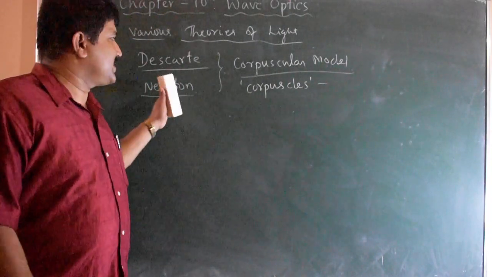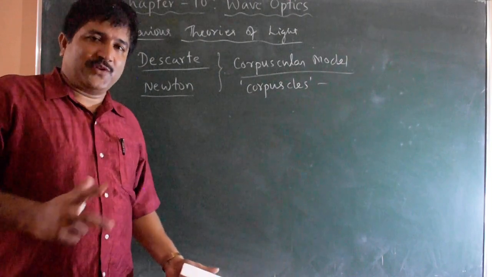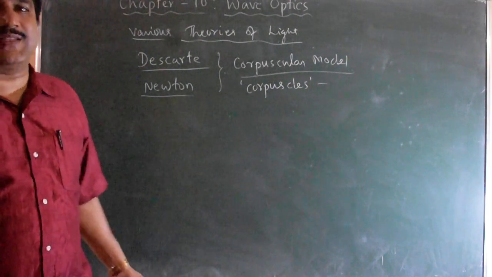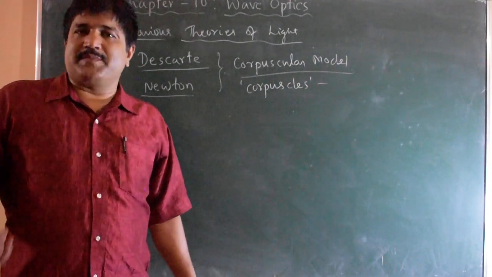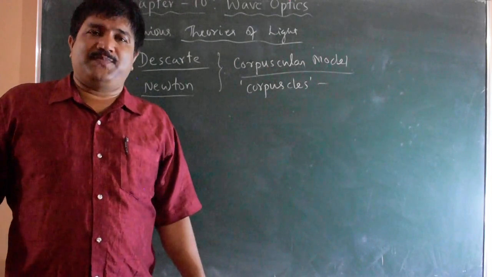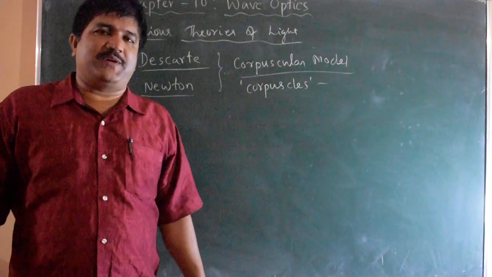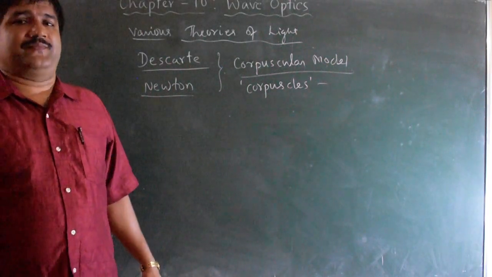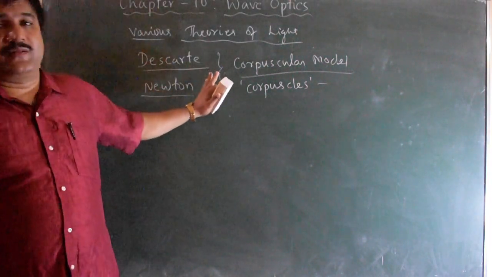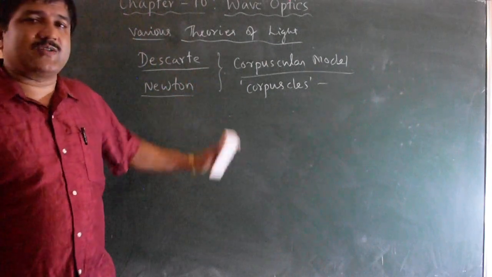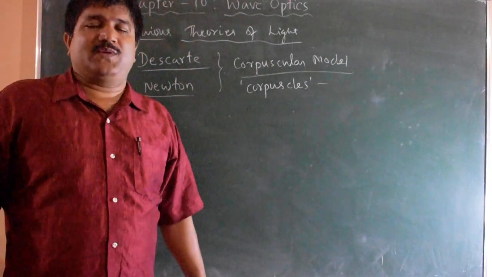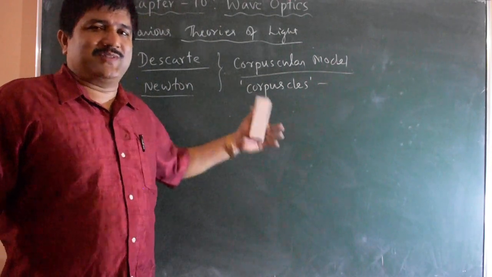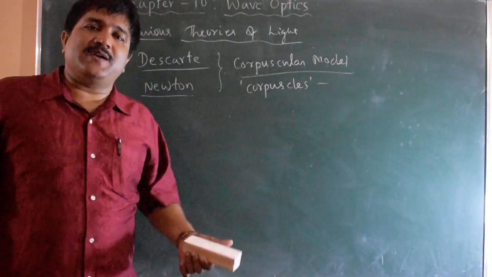Then, a drawback or failure of this theory is during refraction. Whenever light travels from a rarer medium to a denser medium, its velocity increases. That is the concept explained in this theory, that is the hypothesis. But that idea is wrong.